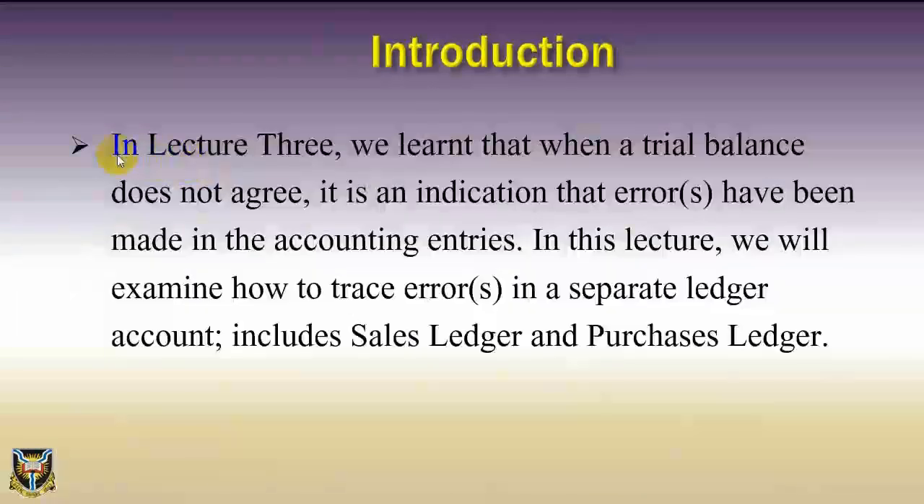In Study Section 3, we learned that when a trial balance does not agree, it is an indication that errors have been made in the accounting entries. In this study section, we will examine how to trace errors in a separate ledger account, though you can prepare a control account for any ledger. The most common control accounts are those of sales ledger and purchases ledger. We will treat these two control accounts in this lecture.